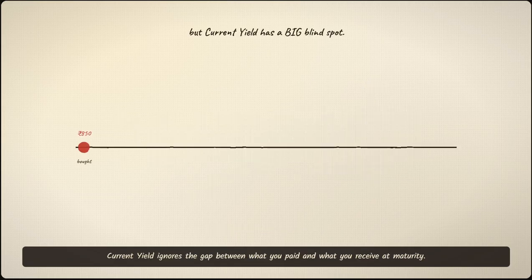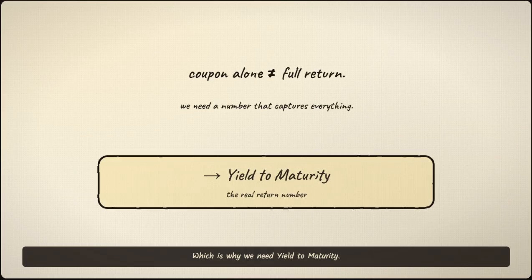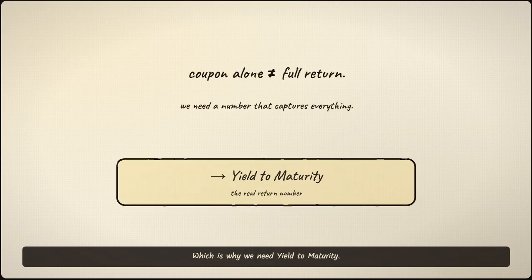The limitation of current yield, though, is that it only looks at the coupon. It completely ignores the fact that at maturity, you'll receive 1000 rupee face value, regardless of whether you paid 850 or 1150. That gap between what you paid and what you receive at maturity is also part of your return. Current yield misses it entirely, which is why we need yield to maturity.